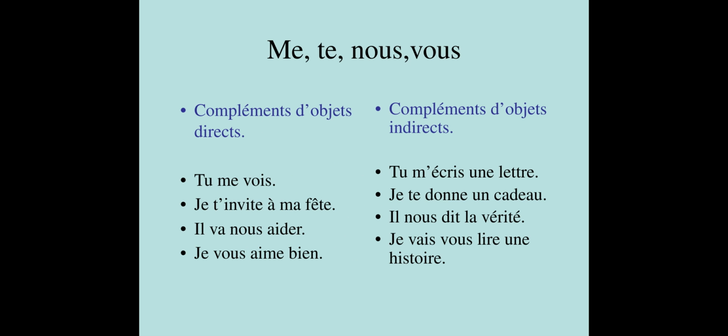So me, te, nous, and vous, I talked about this already. Those stay the same for direct and indirect object pronouns. They have tu me vois for a direct object pronoun, you see me. And then for an indirect object pronoun, we have tu m'écris une lettre, you write me a letter. So it still is the same and it still has the same placement. The only difference in pronouns is in that third person.